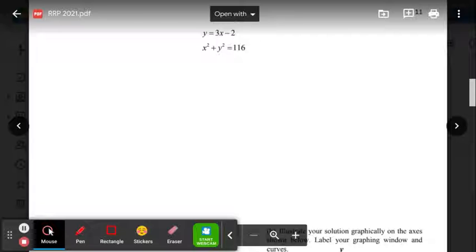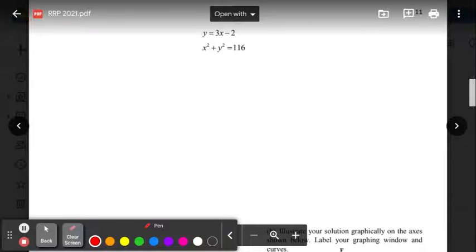This actual problem was something we didn't quite do during the year, but I kept it in because I thought it was good for you to see. So here we have a system. We haven't done too terribly much with systems this year, but you did do a lot in Algebra 1. And you will see it again in pre-calc.